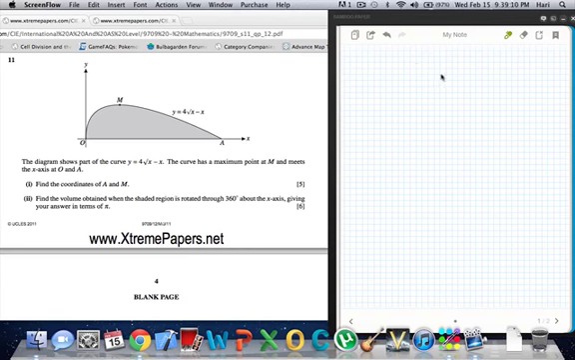This is question 11 of the June 2011 paper. This is the last question of this paper. It's variant 2, paper 1. Please have the question in front of you.